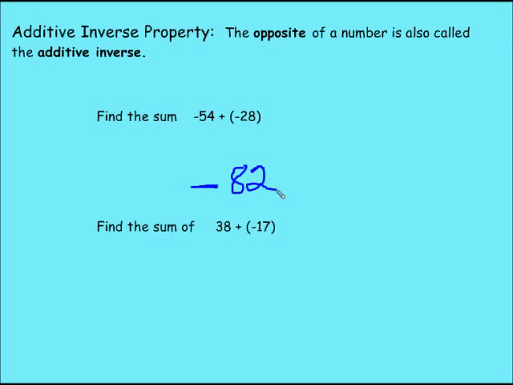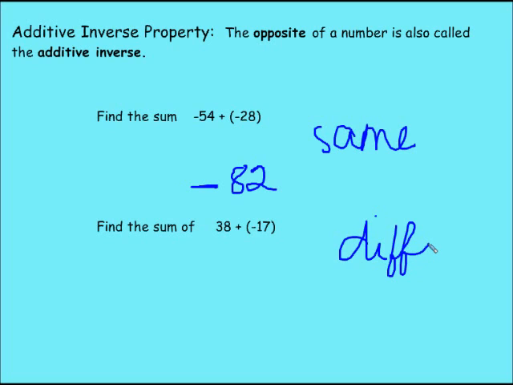The next one we have 38 plus negative 17. We have different signs. Okay, this first one was the same sign. The next one is different signs. So if it's different signs, we're going to find the difference, or subtract the two. We have 38 plus a negative 17. The difference between 38 and 17 is 21.